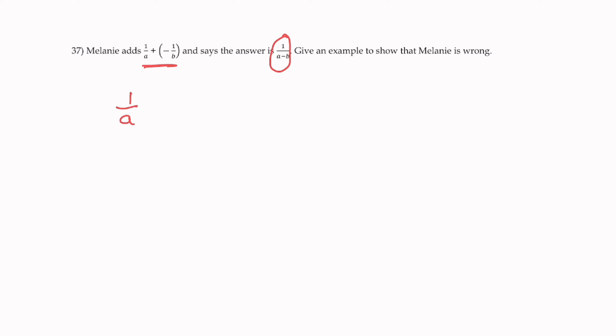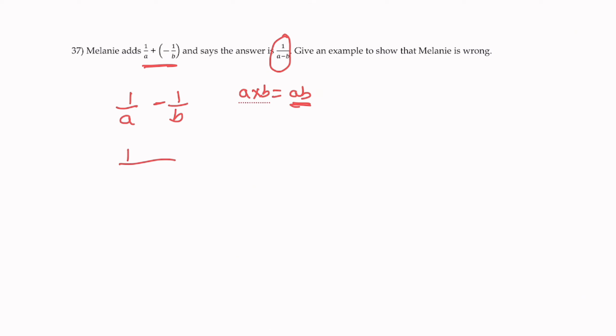1 over A, and this becomes minus 1 over B, right? Because we have plus and minus. And we have to cross multiply now. Our product has to be A times B, which is AB. That's the denominator you need.